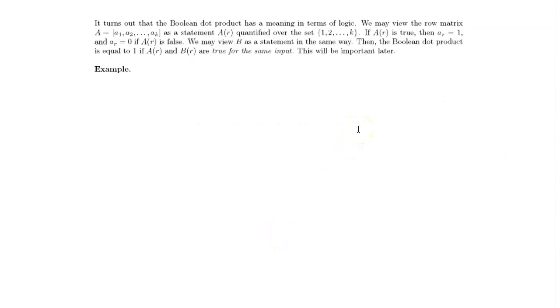One application of the Boolean dot product is in logic. We can consider the row matrix as a statement A of R quantified over the set from 1 to K, where K is the number of entries in the matrix A. If A of R is a true statement, then we're going to say that the entry AR is equal to 1, and we're going to say the entry AR is equal to 0 if A of R is false. We can do the same thing with B, except we'll consider B as a column instead of a row. Therefore, the Boolean dot product is going to be equal to 1 if A of R and B of R are true for the same input.